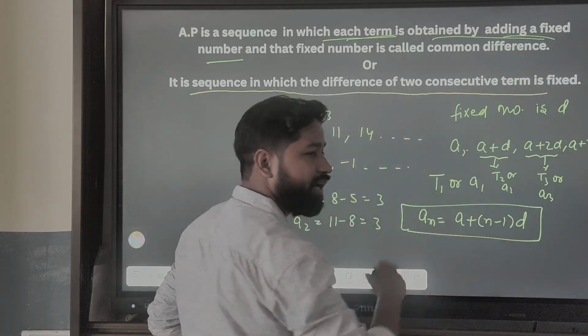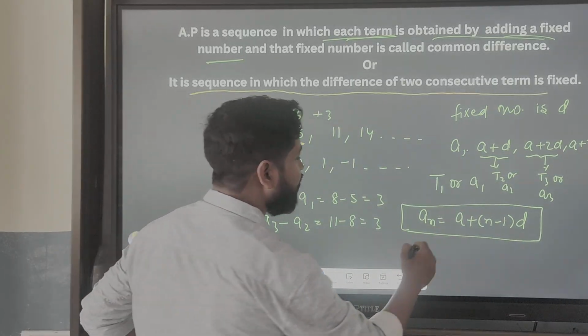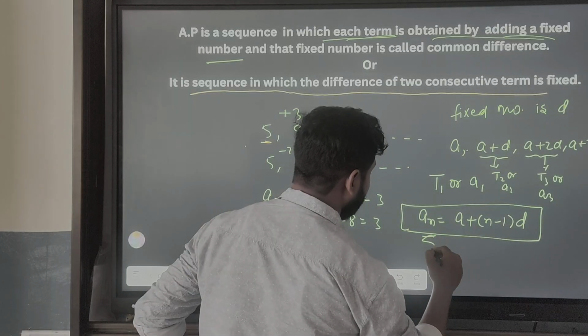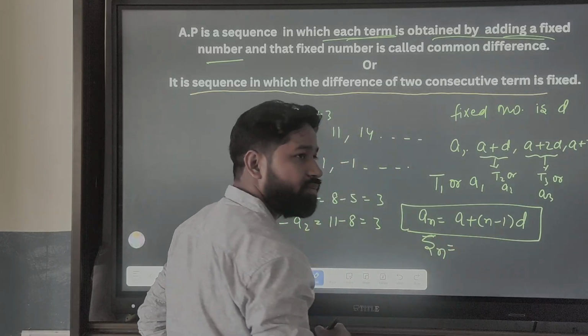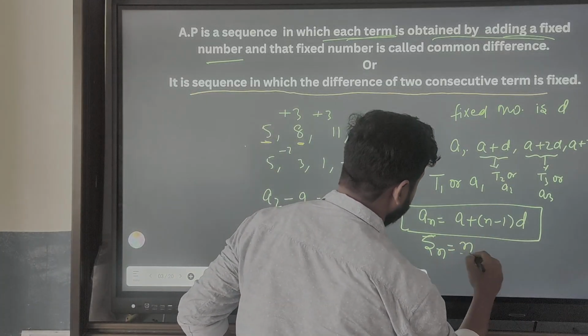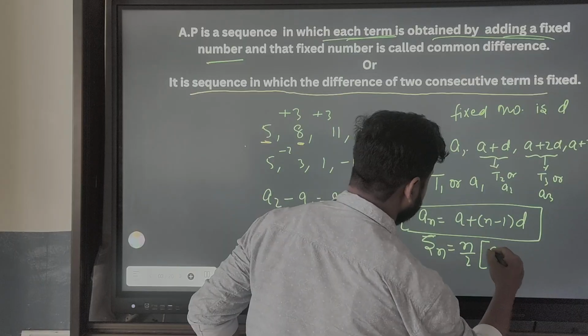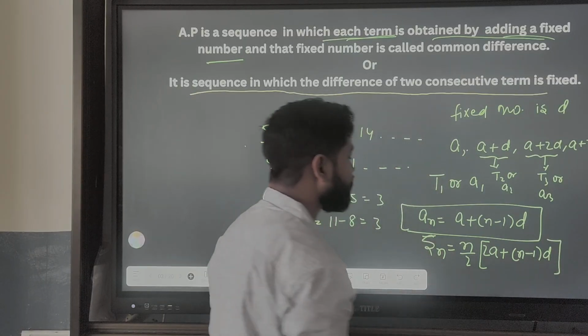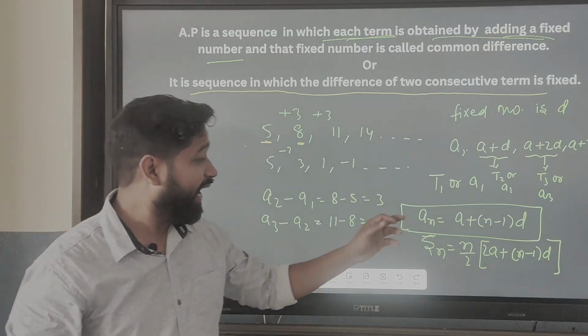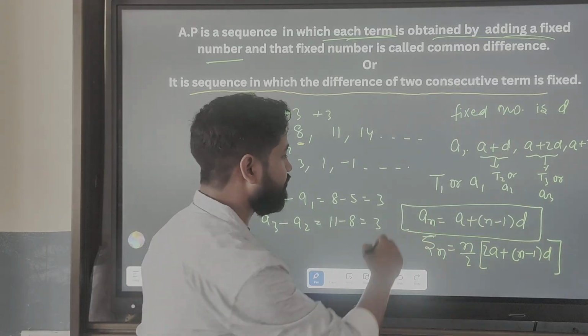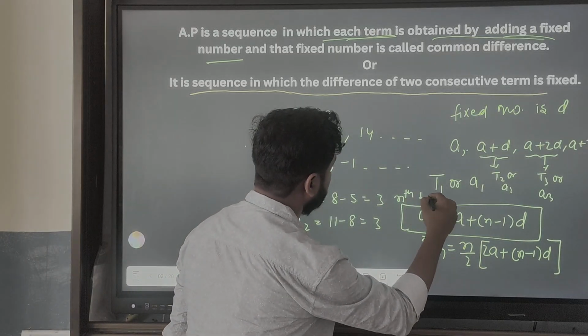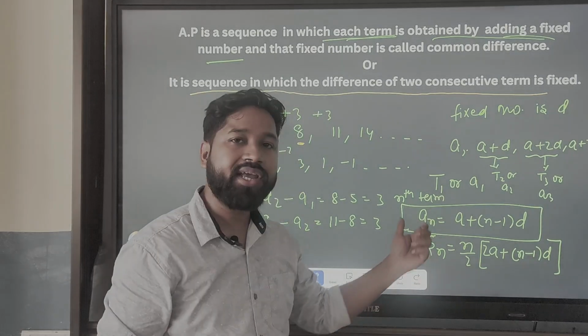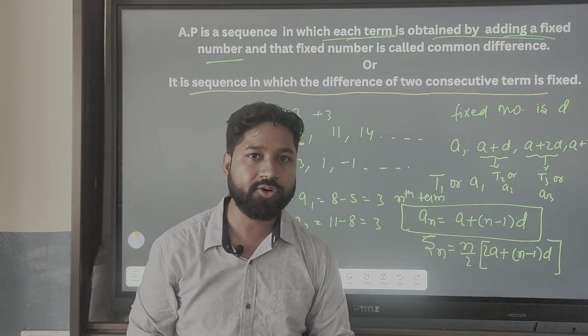That we have studied in 10th standard, right? We have also studied Sn, the sum of the first n terms of an AP, that is n by 2. We'll deduce that also. It might be possible we have not seen this one. As of now, let's say the nth term of an AP is given by A plus n minus 1 into D.